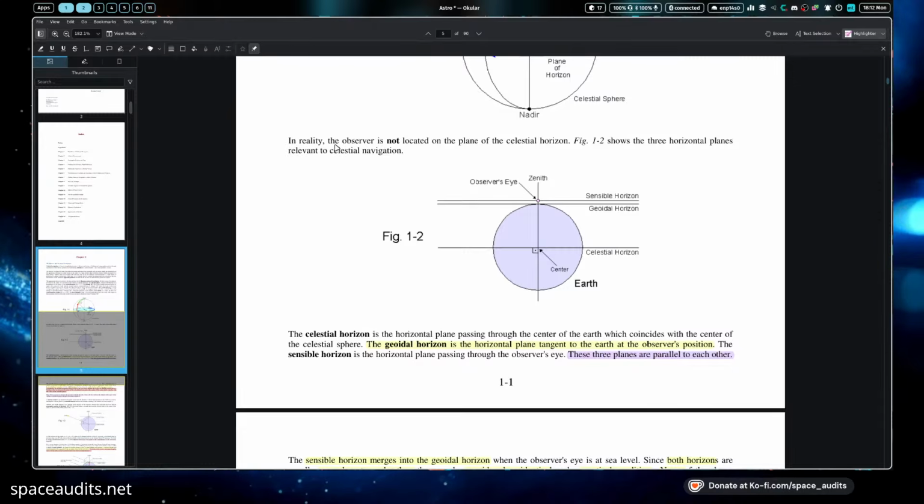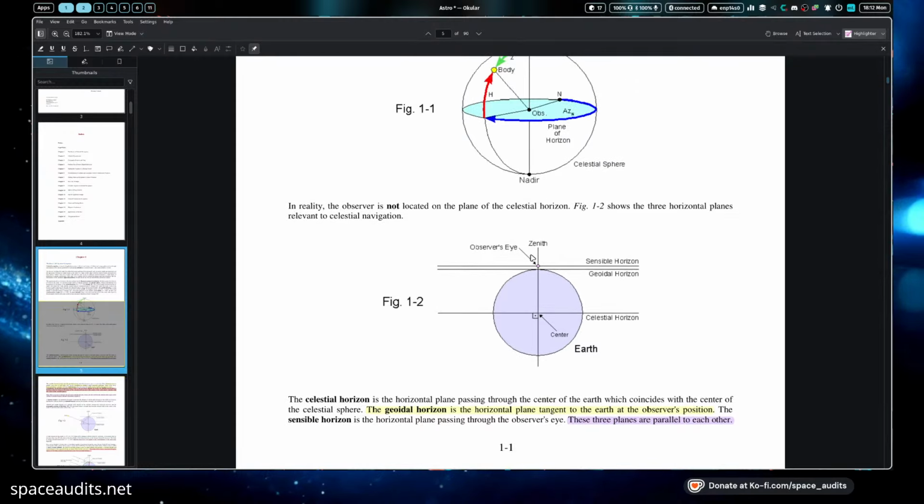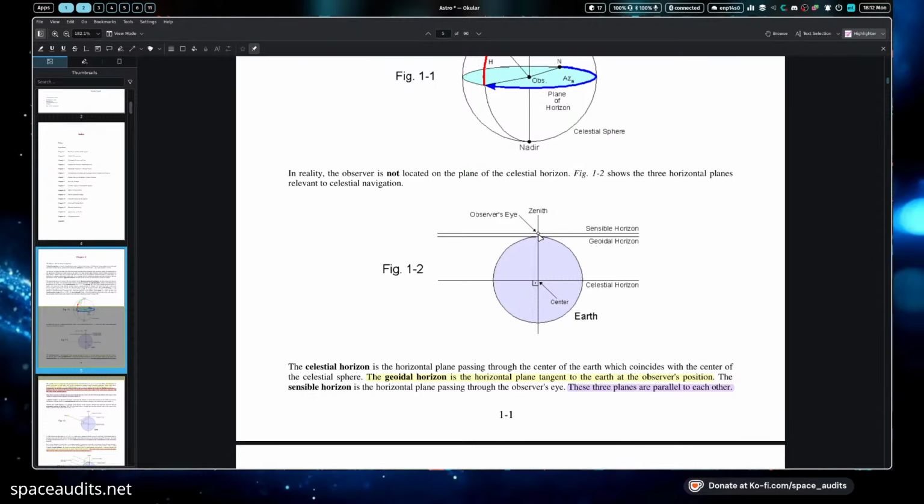So in reality, the observer is not located on a plane of the celestial horizon, right? This is the way that they would want you to conceptualize it on a globe. So the observer standing here, the sensible horizon and the geoidal horizon merge together. The sensible horizon is the horizon at your eye level. It's not like the actual horizon, and the geoidal horizon would be the actual geometric horizon, if you could see it with no refraction, and the celestial horizon intersects at the equator.